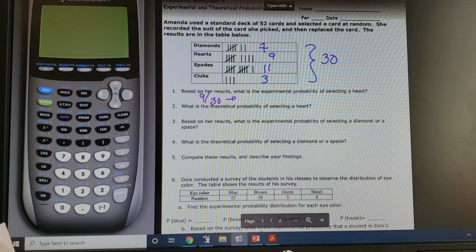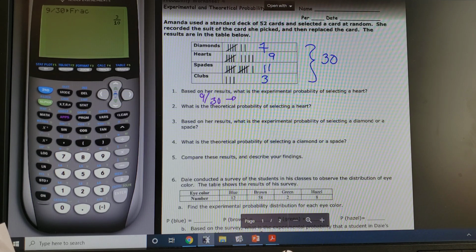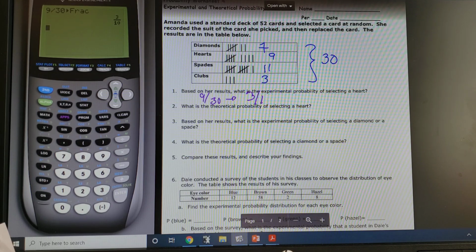So let's put this in the calculator. 9 divided by 30. Math enter. Oh, hey, the calculator's not on. Hey, great job, Dan. Your brain is working much better than mine. All right, so 3 out of 10. Perfect.